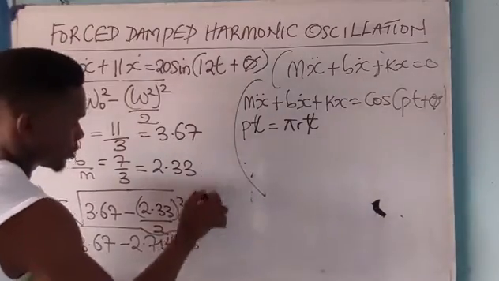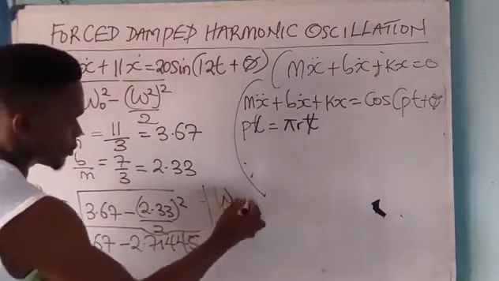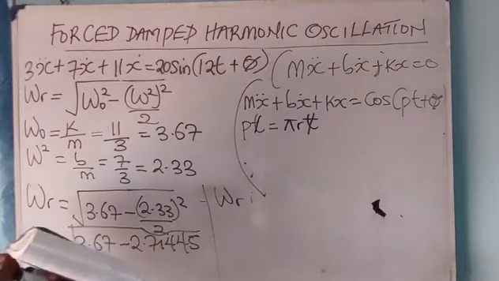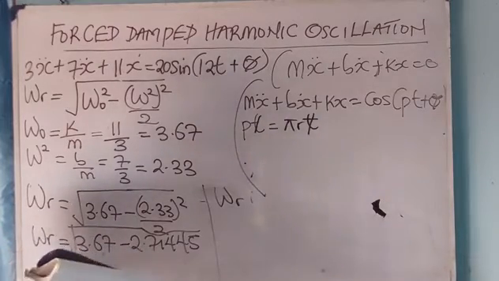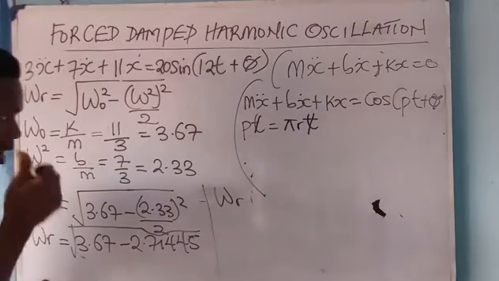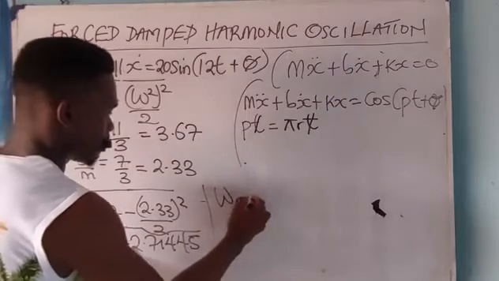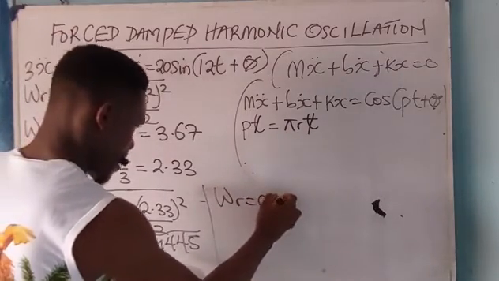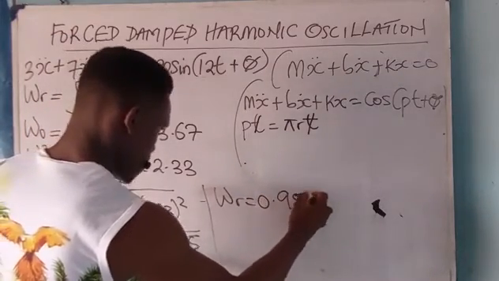So you have therefore WR. This marker is not good enough. So let's subtract 3.67 minus 2.71445 equals 0.9555.